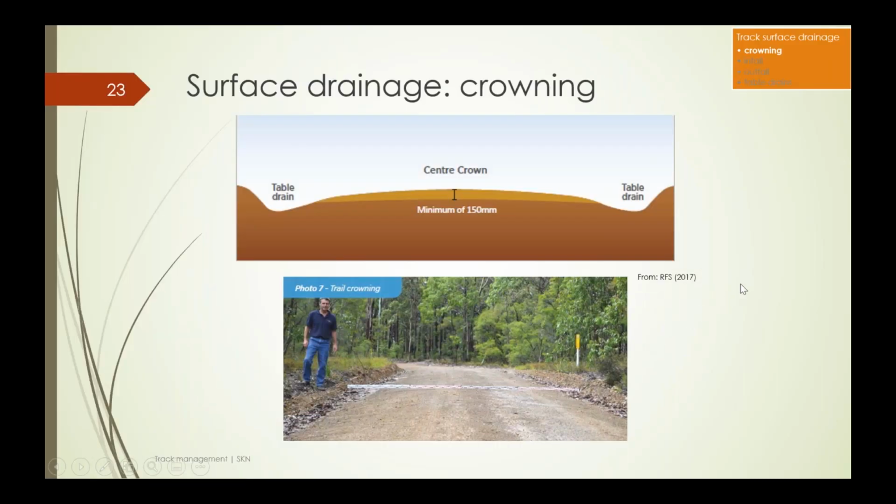So surface drainage, the first measure is broadly termed crowning. This relates to a constructed road where fill has been imported and you're able to build up the road such that it will shed water to either side. You get water off the running surface in that way and drain to the table drain on either side, and the table drain does the work then of transporting the water to where you need it to be disposed.